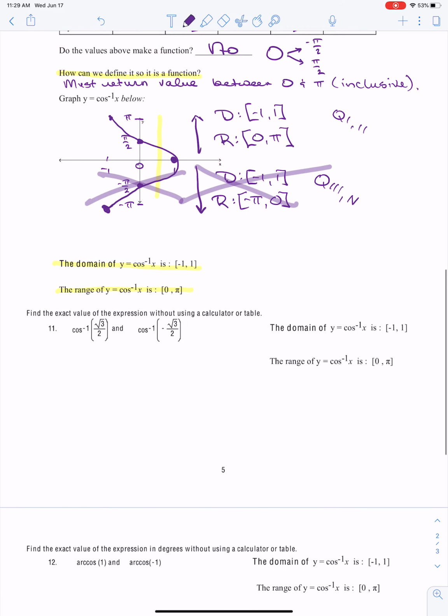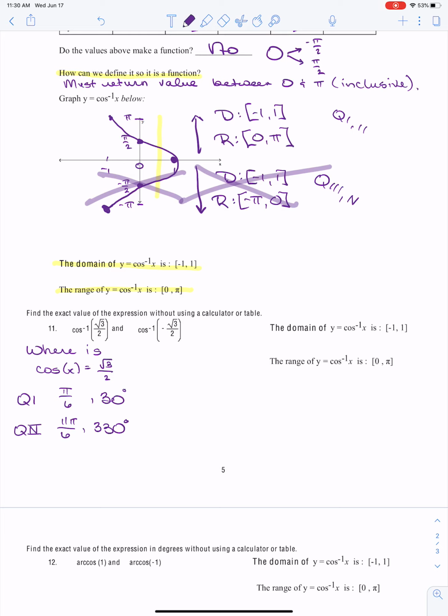Here we've got inverse cosine of square root of 3 over 2. That means we're really trying to answer the question about where is the cosine equal to square root of 3 over 2. Okay, we know that happens in quadrant 1 at pi over 6, which is 30 degrees. I'm going to crank them both out just for the practice. We also know that's in quadrant 4 at 11 pi over 6, or 330 degrees.